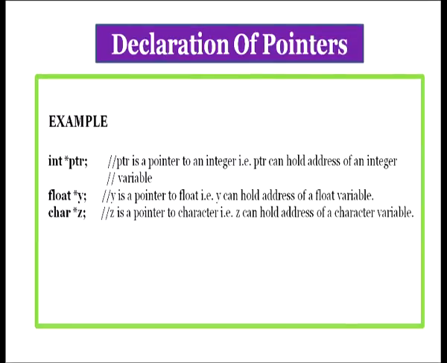int *ptr. Here ptr is a pointer to an integer, that is ptr can hold the address of an integer variable. float *y. Here y is a pointer to float, that is y can hold the address of a float variable. char *z. Here z is a pointer to a character, that is z can hold the address of a character variable.